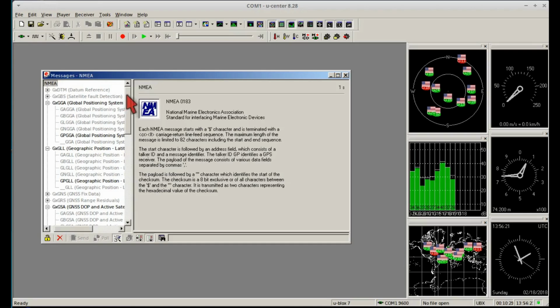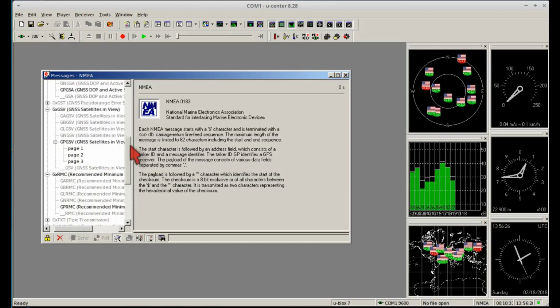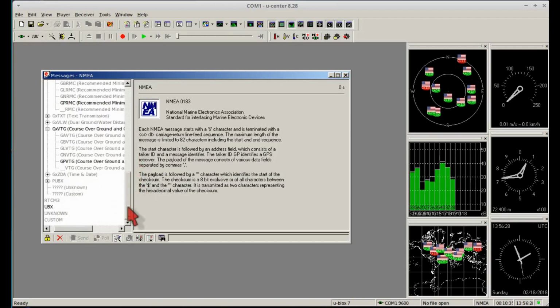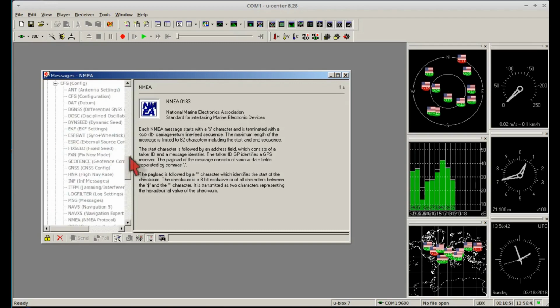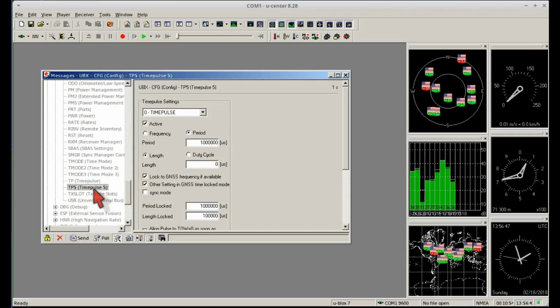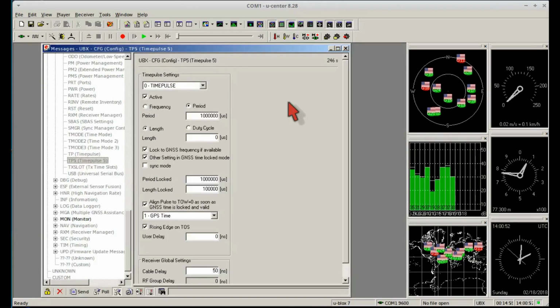The first part are the well-known NMEA 183 messages, all starting with G. Further down we find the proprietary UBX messages, and the one we need is called TP5 and part of CFG. This is the default setting, which generates the 1 Hz PPS signal.